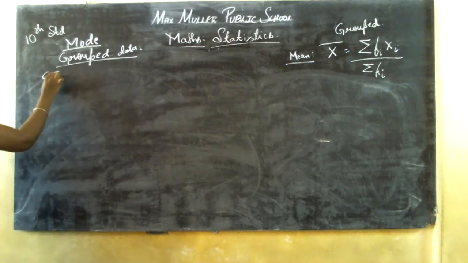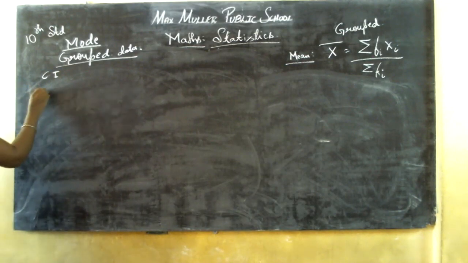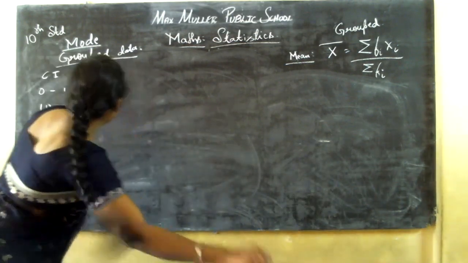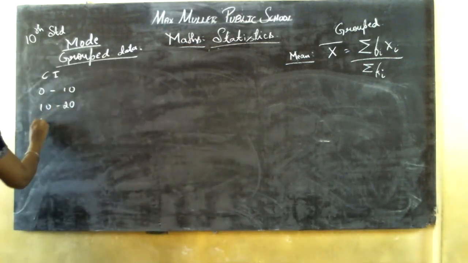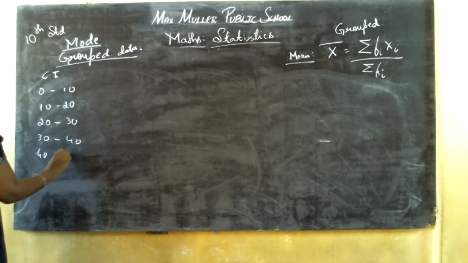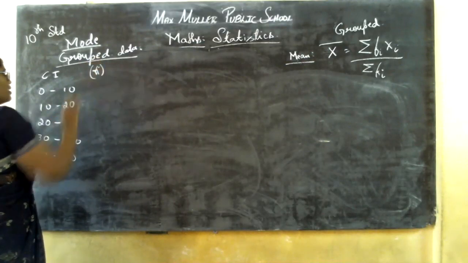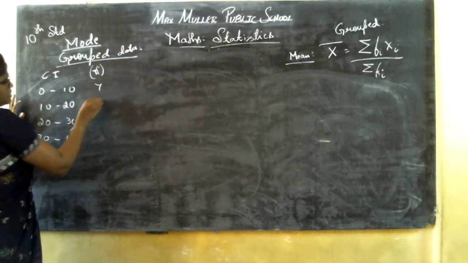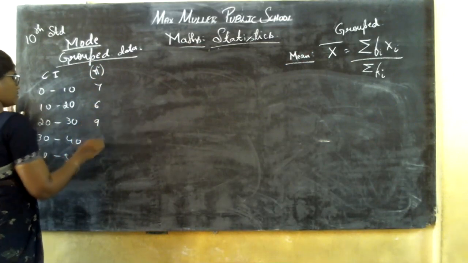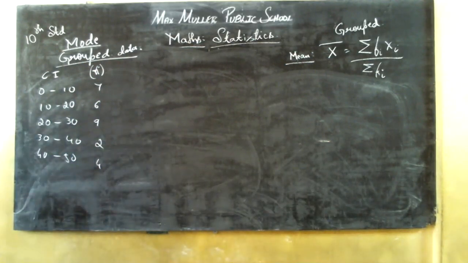So now what is the first case? We need to see the class interval. Class interval can be represented as CI also. 0 to 10, 10 to 20, 20 to 30, 30 to 40, 40 to 50. So this is the class interval I have. Let me write the frequency distribution: 7, 6, 9, 2, 4. Okay. Now, how are you going to find the mode?